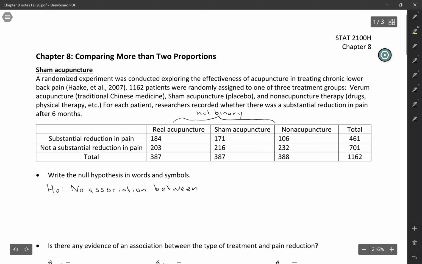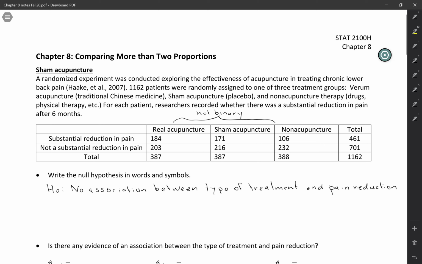So for this example, no association between the type of treatment, which type of acupuncture they got, and the pain reduction. So that would be our null hypothesis, that knowing which group they were in doesn't help you predict whether their pain was reduced.